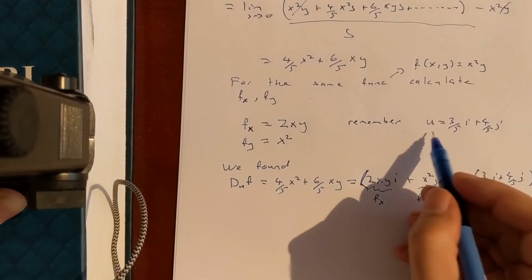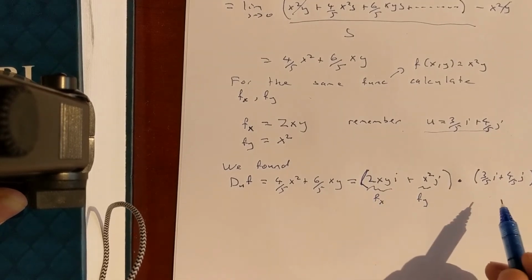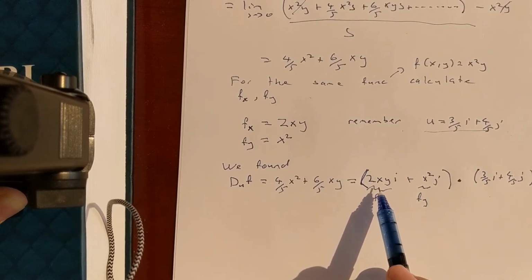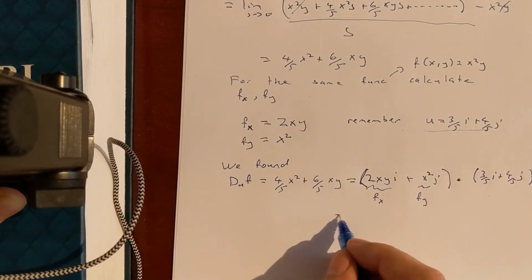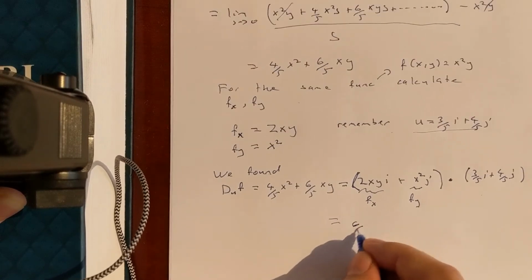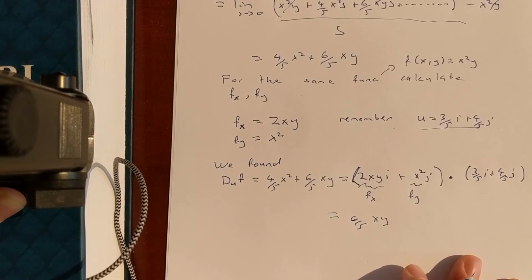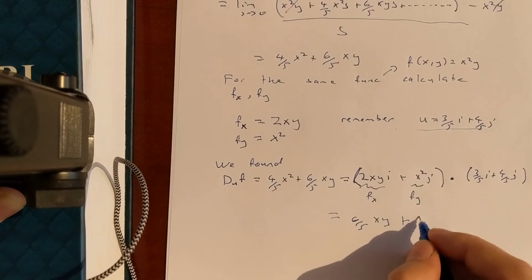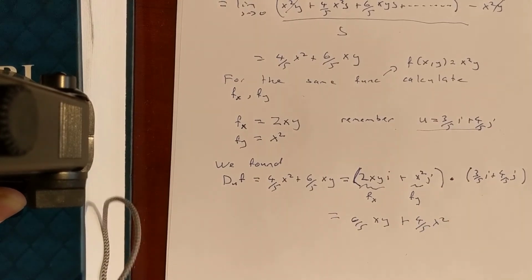So I'm taking our unit vector. This is going to be called the gradient later on in a few minutes. I just took the partials, f sub x, f sub y, created the vector out of them, and I'm doing the dot product. First coordinate times first coordinate, you do get 6/5 xy, right? Plus second coordinate times second coordinate, you get 4/5 x squared. And that's exactly the answer we found.